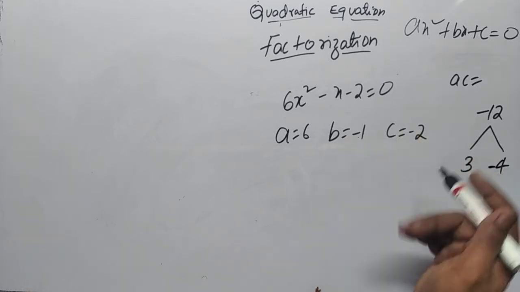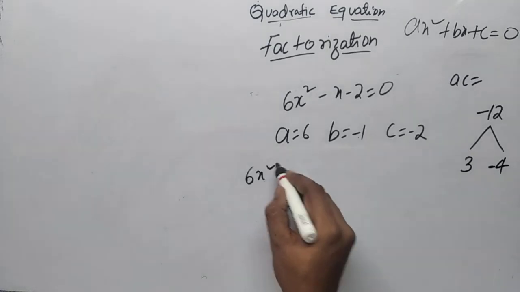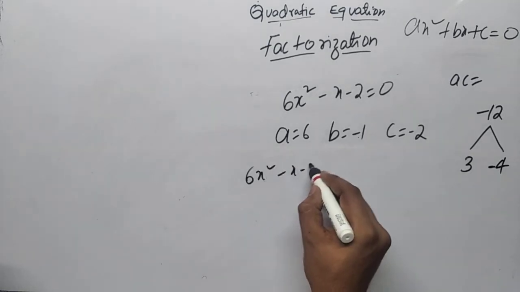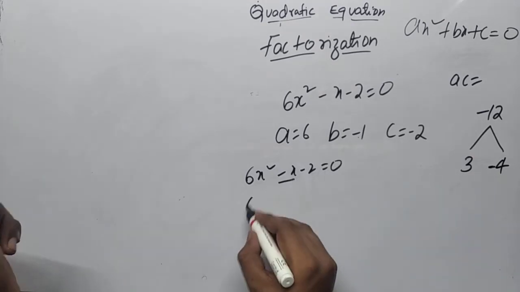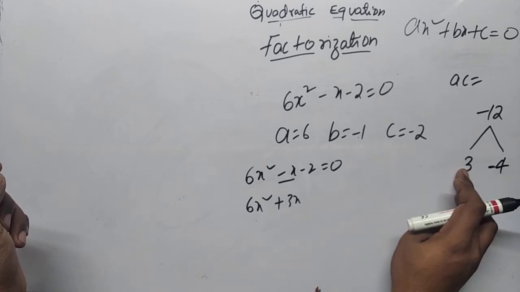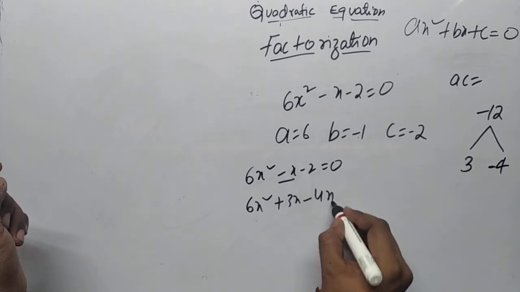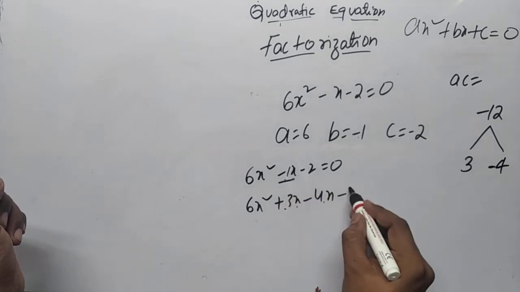Now we take the factors. 6x square minus x minus 2 is equal to 0. In the place of minus x, we can write 6x square plus 3x minus 4x minus 2 is equal to 0. So we are splitting minus 1x into plus 3x minus 4x, minus 2 is equal to 0.